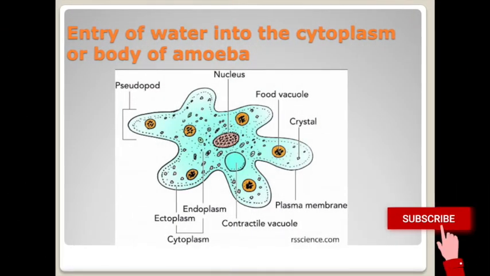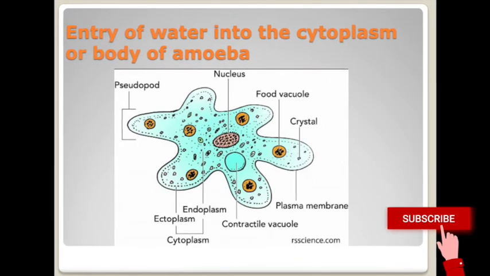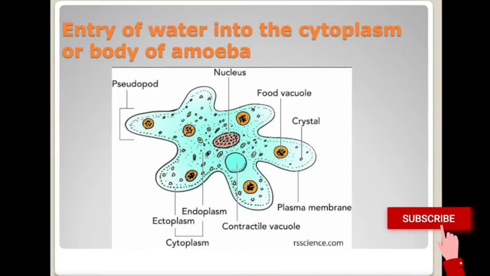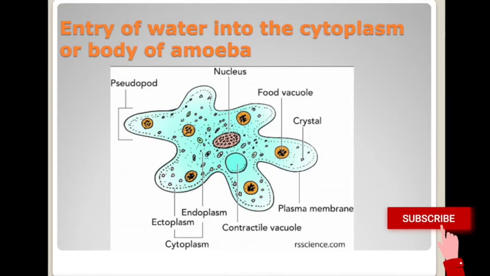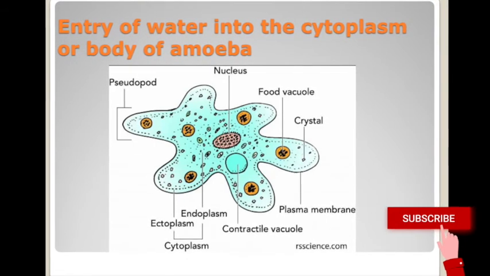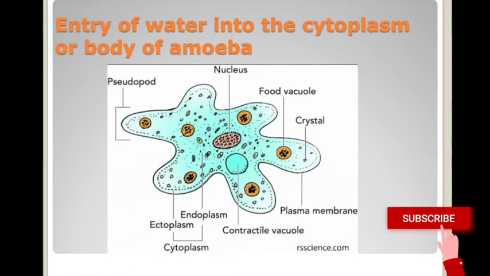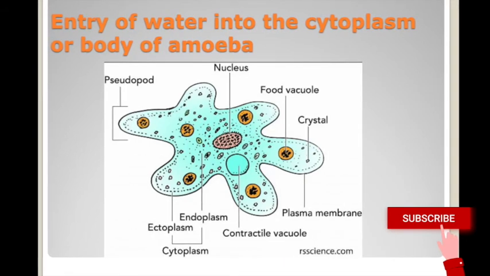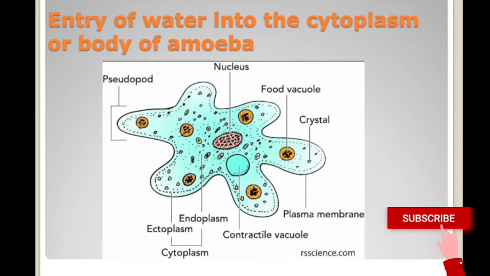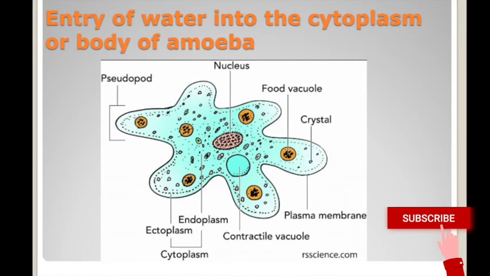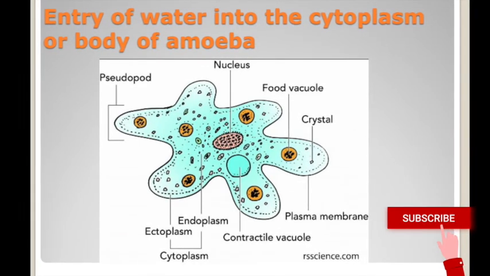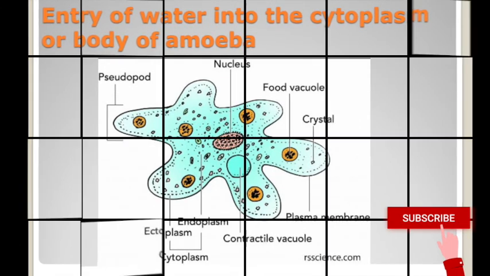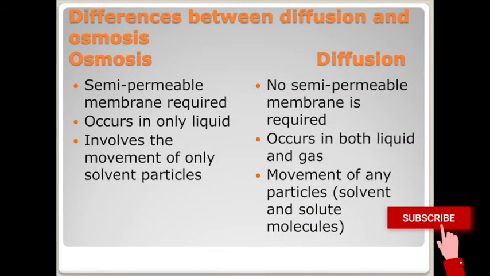Entry of water into the cytoplasm of the body of an amoeba. That is also another example of osmosis, and this takes place in a unicellular organism like the amoeba. Okay, so that is a typical example. So if you look at the cell membrane, that is the point through which these materials are able to pass through and enter into the unicellular organism. Now let us look at the differences between diffusion and osmosis.